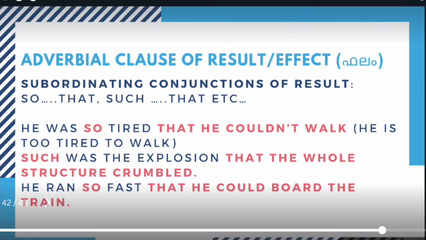Next one. He ran so fast that he could board the train. So he ran fast. What is the main action? അവൻ വേഗത്തിൽ ഓടി. And as a result, so that he could board the train. വേഗത്തിൽ ഓടിയോണ്ട് ട്രെയിനിൽ കയറാൻ പറ്റി. So that he could board the train is the adverbial clause of result or effect.